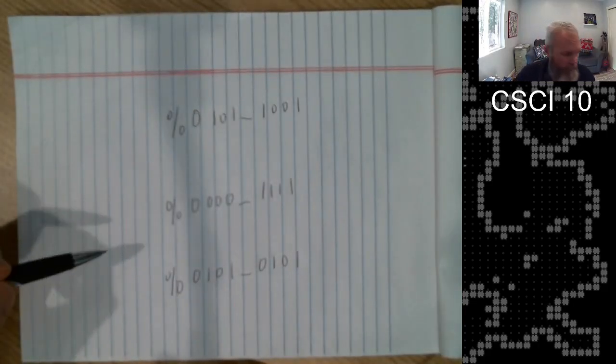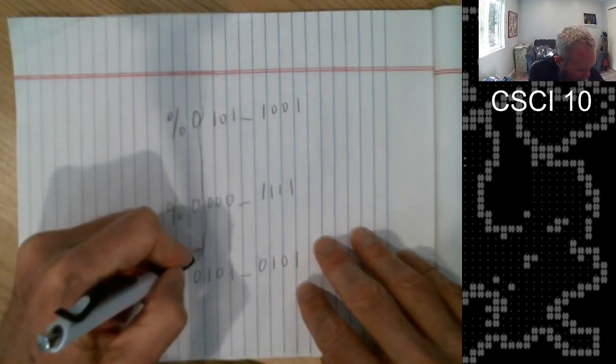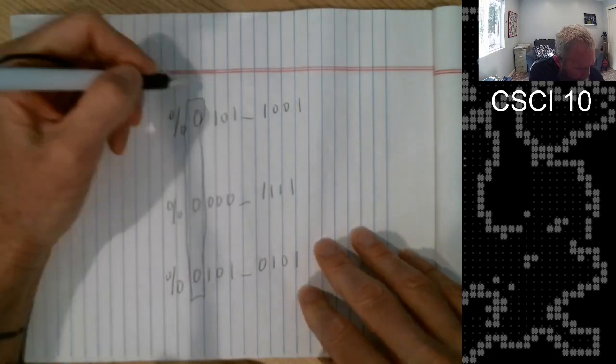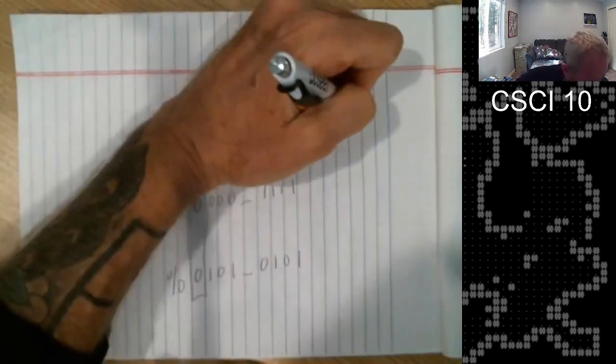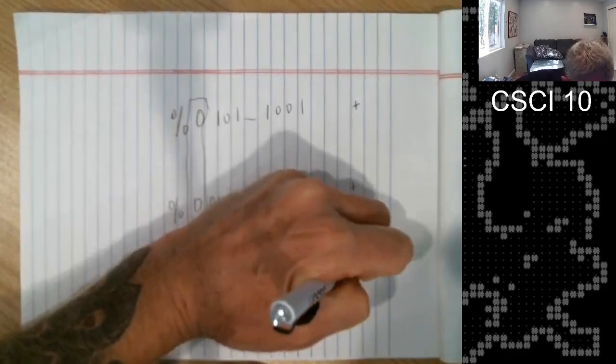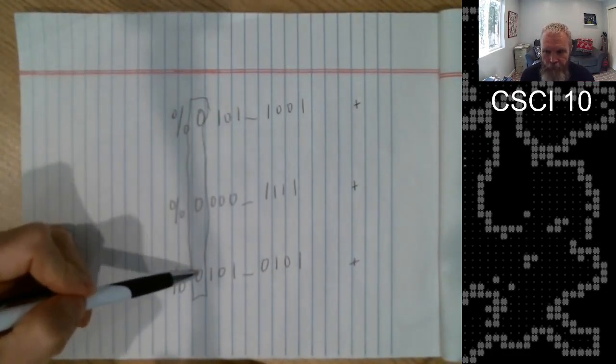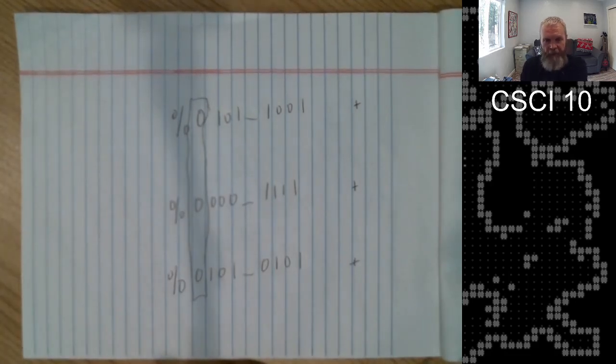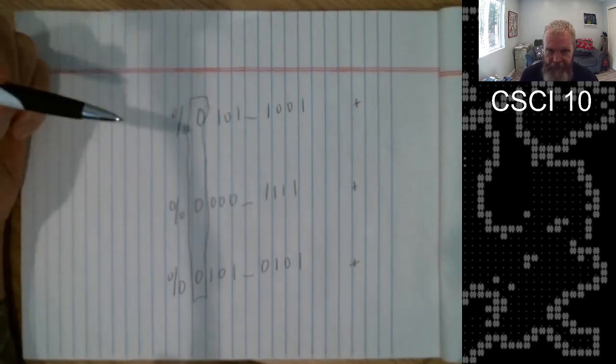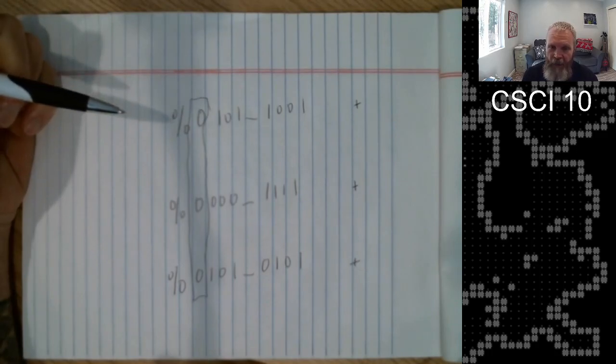So how do I know these are positives? Because these are 0. So these are all positive numbers, simply because that's a 0. They're all positive. Okay, so the rest of it is the system you are familiar with.